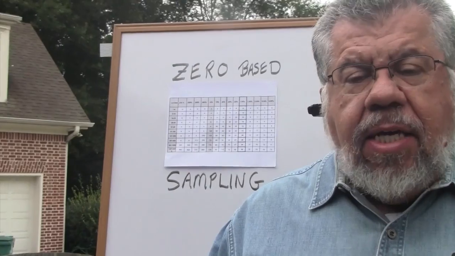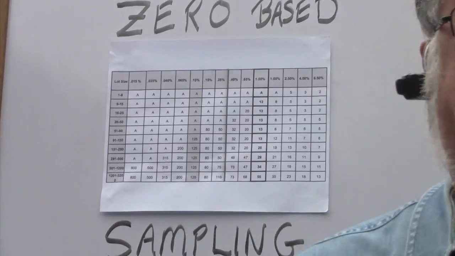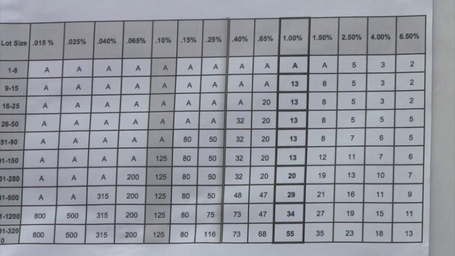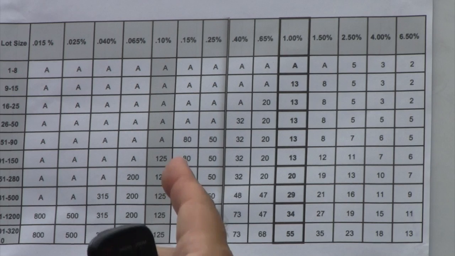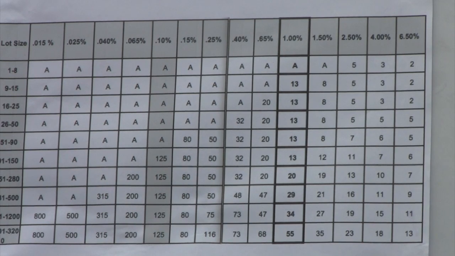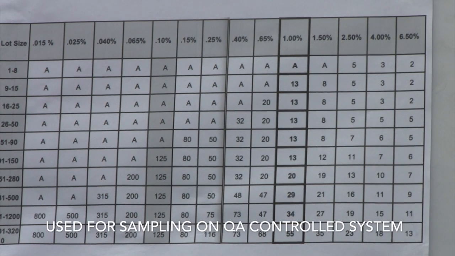The sampling plan that we're going to be looking at today is something called a zero-based sampling plan. It was actually used by the Department of Defense, Defense Contract Management Agency, to perform sampling in a system that already has a quality assurance function.